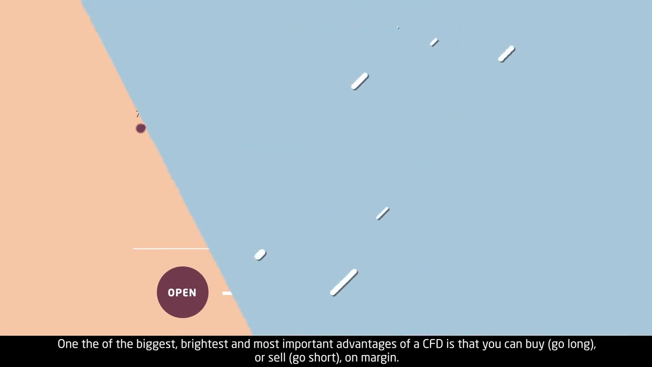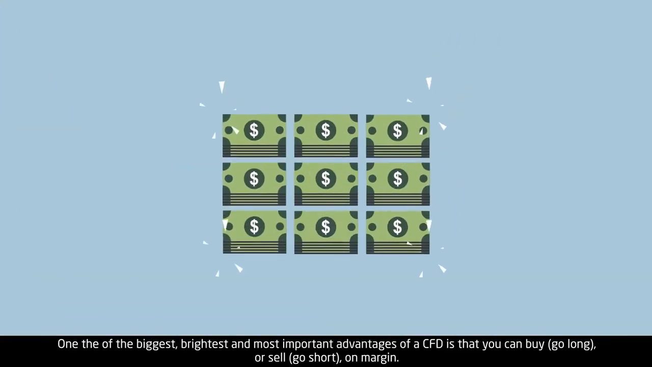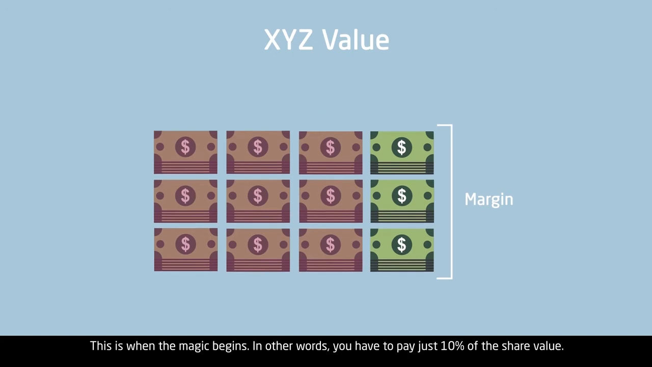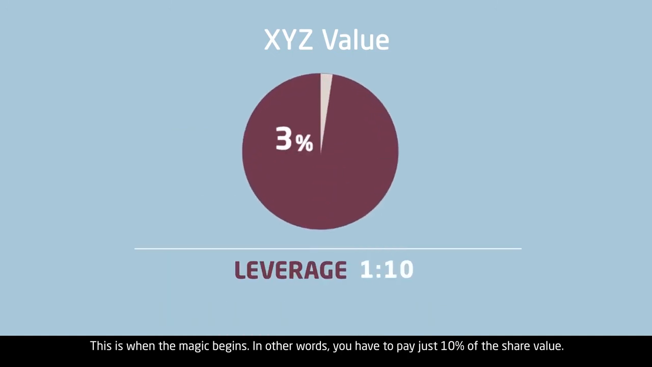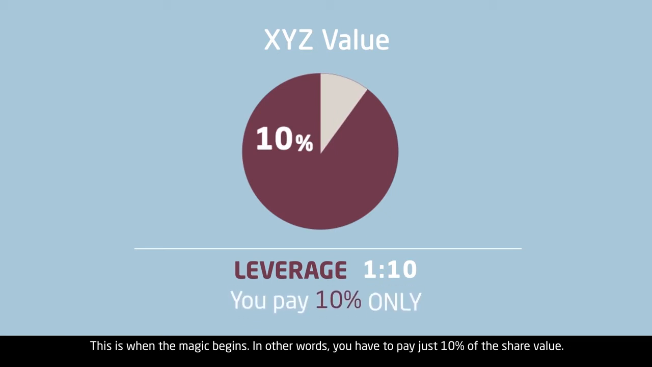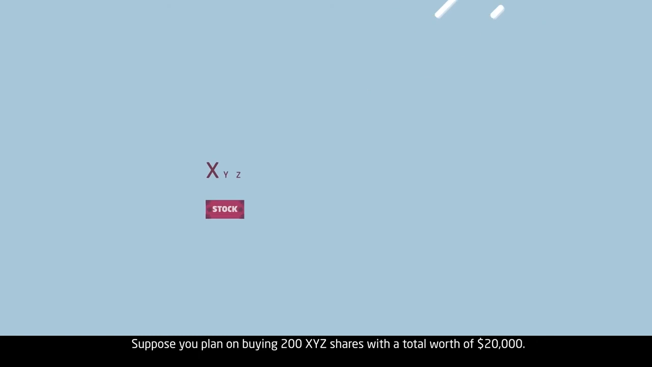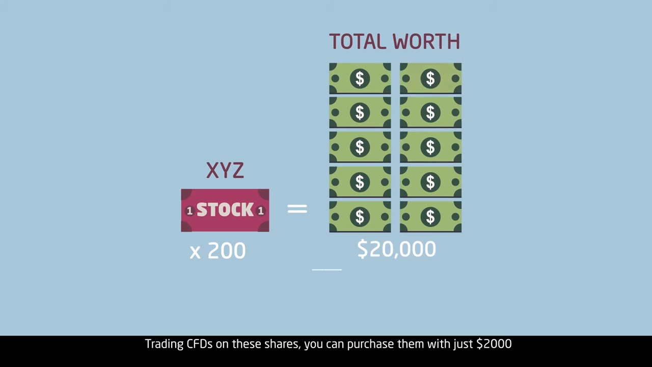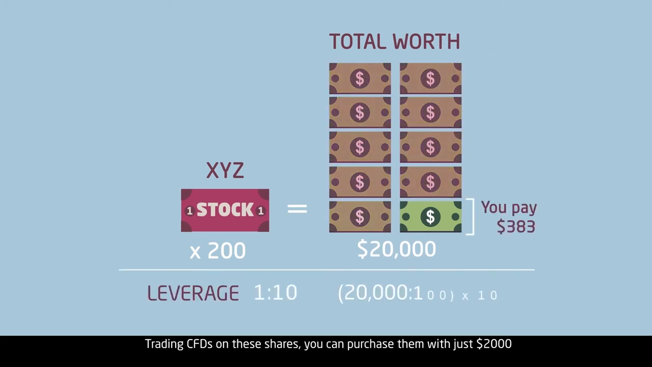One of the biggest, brightest, and most important advantages of a CFD is that you can buy, go long, or sell, go short, on margin. This is when the magic begins. In other words, if a margin is 1 to 10, you have to pay just 10% of the share value. Suppose you plan on buying 200 XYZ shares with a total worth of $20,000. Trading CFDs on these shares, you can purchase them with just $2,000.